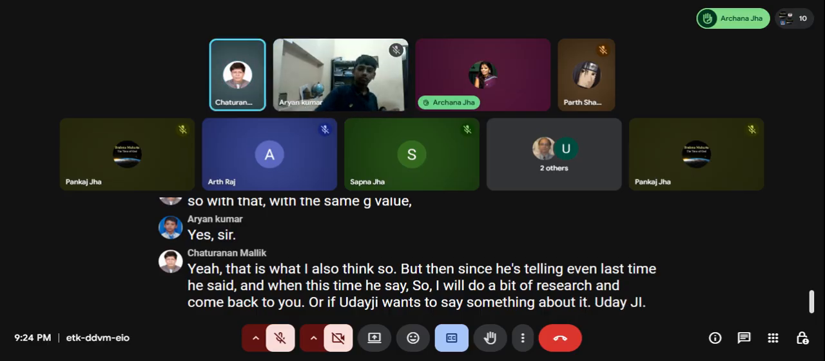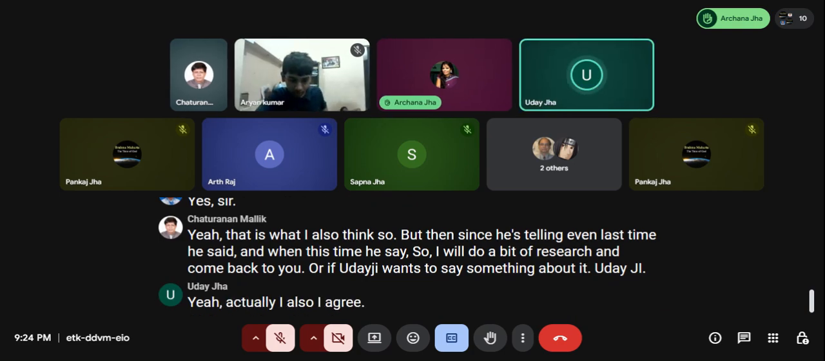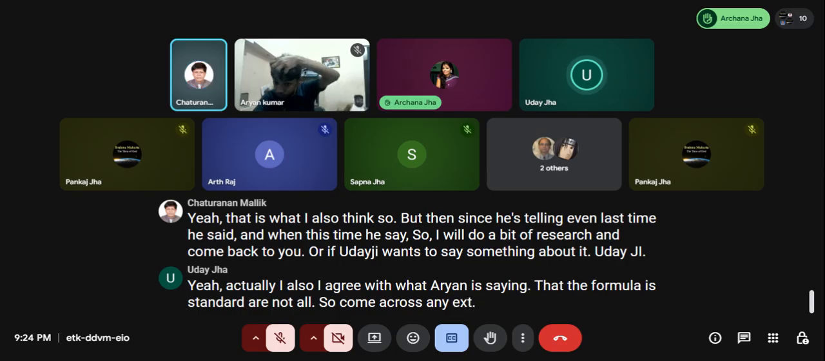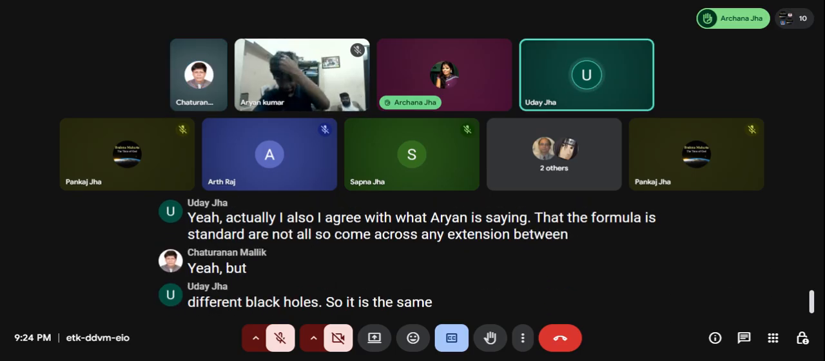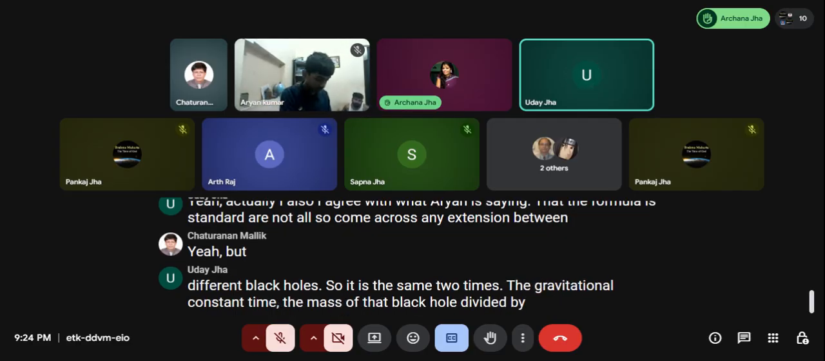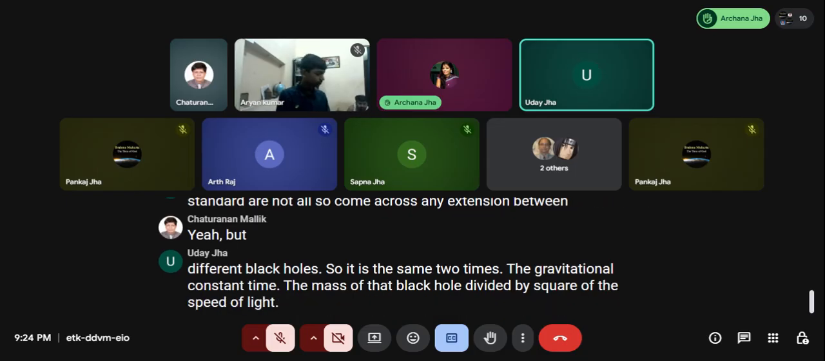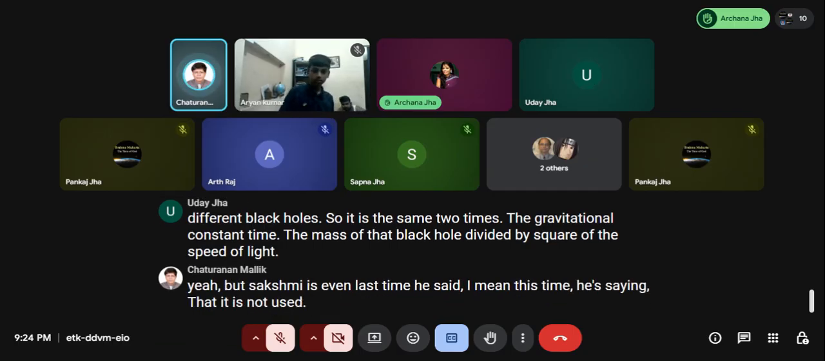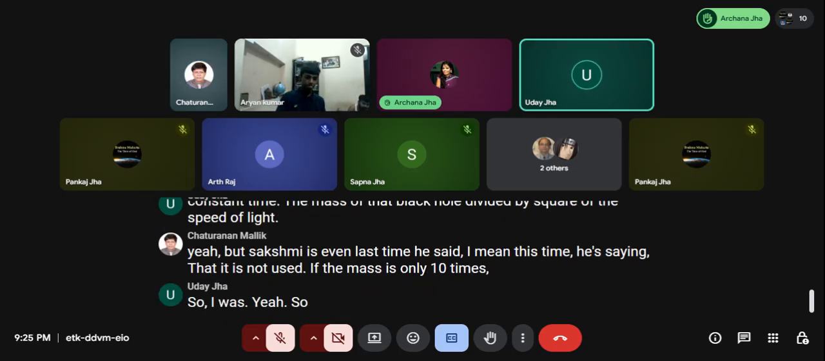Yes, actually, I agree with what Aryan is saying, that the formula is standard. I have not come across any distinction between different black holes. So it is the same: two times the gravitational constant times the mass of that black hole divided by the square of the speed of light. But Saksham, even last time he said, and this time he's saying that it is not used if the mass is only 10 times. So when he's insisting, I will try to look into this.